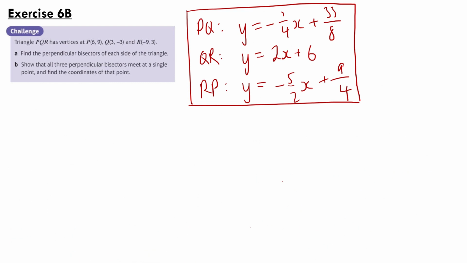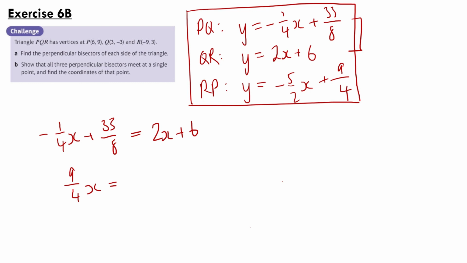Okay, now we have the three equations of our perpendicular bisectors. Part B says show that all of these bisectors meet at a single point and find the coordinates of that point. So we can take any two of these equations. I'm just going to take the top two and solve them simultaneously. So we get minus a quarter x plus 33 over 8 is equal to 2x plus 6. Rearranging, we get 9 quarters x is equal to 33 over 8 minus 6, which is minus 15 over 8. And so we get x equals minus 5 over 6.